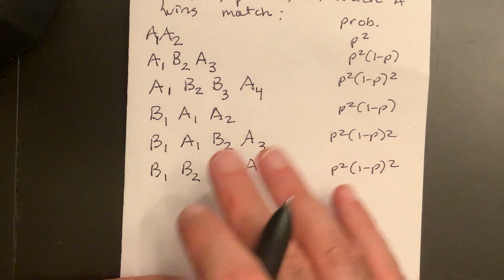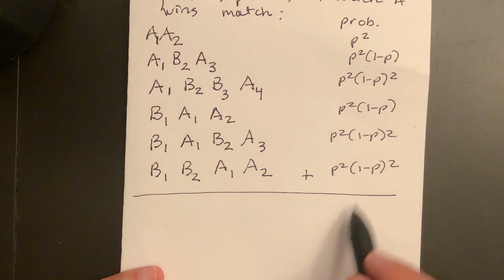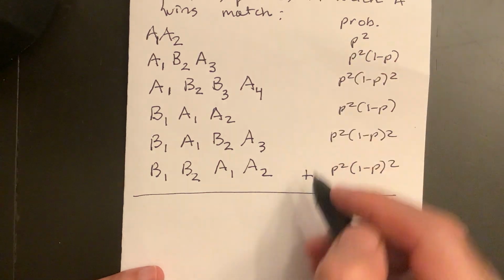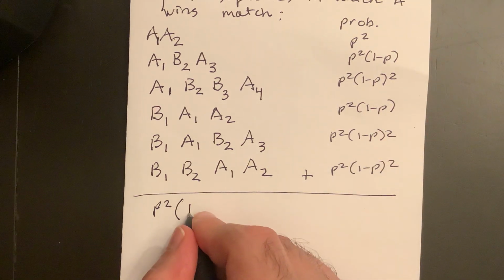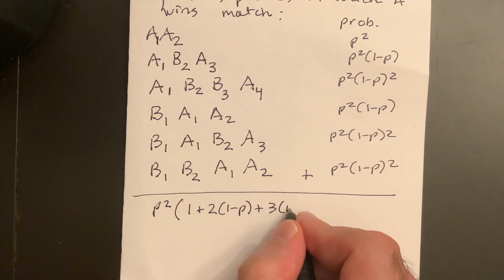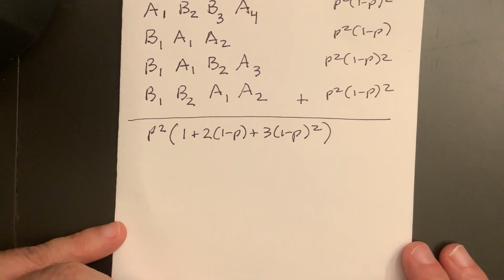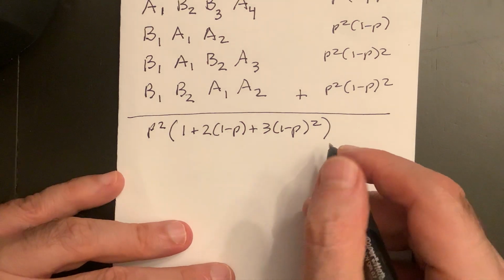So those, if I add these up, they're all mutually exclusive. I add these up, I should get the correct number over here, okay, for what it is. So if I add them all up, I get P squared. And if I factor the other terms, I get 1 plus 2, 1 minus P, plus 3, 1 minus P squared, right? That's what I get there. Okay, so that's the sum of those. And we should get some number there, okay? I can just put in what I get.